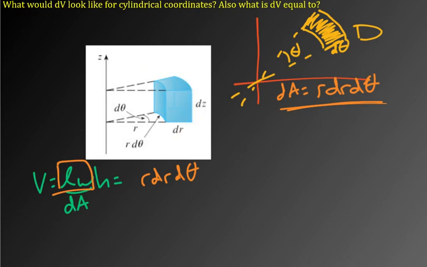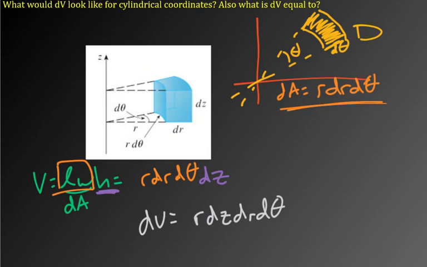So we literally just need to tack on a dz. The only new thing here is this part, which we just tack on, dz. And for whatever reason, a lot of times what you'll see is dv written this way. So you'll see r dz dr d theta. Same thing, right? Just putting the dz in the front there.